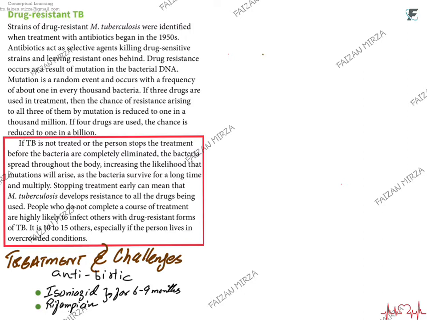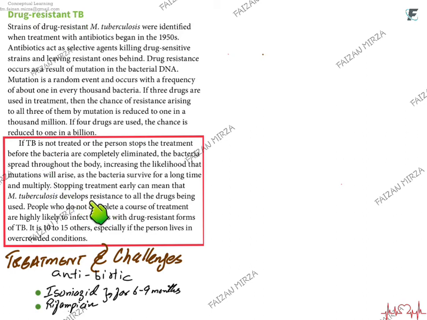Normally this develops because the person stopped taking the medications before the bacteria was completely eliminated, and the bacteria starts to spread throughout the body, and there's an increased likelihood that mutations will arise, and these mutations all occur by chance. So stopping treatment early, because it's a long treatment that takes 6 to 9 months, is a problem. When people start to feel better, at times they stop taking the medications. That's the biggest problem that health agencies came across, and this is the cause of drug-resistant TB strains forming.